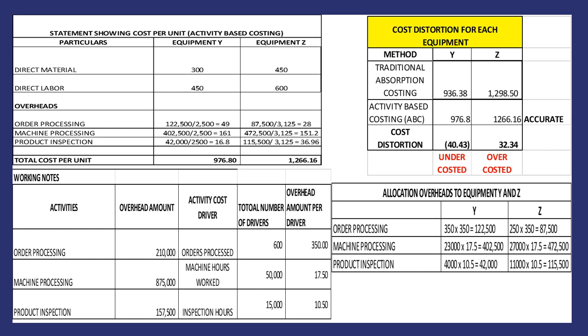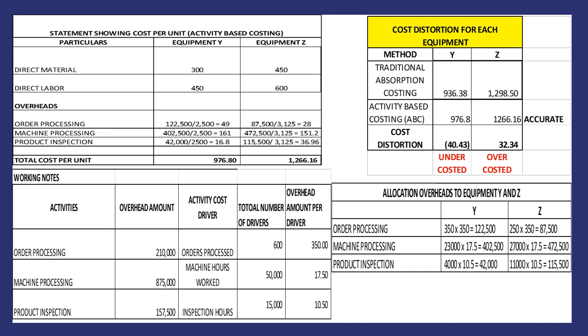So now the overhead amount per driver. In the last column, we calculated the activity cost driver rate, the amount of overhead per activity driver. How? 210,000 divided by 600 is $350. 875,000 divided by 50,000 is $17.5.